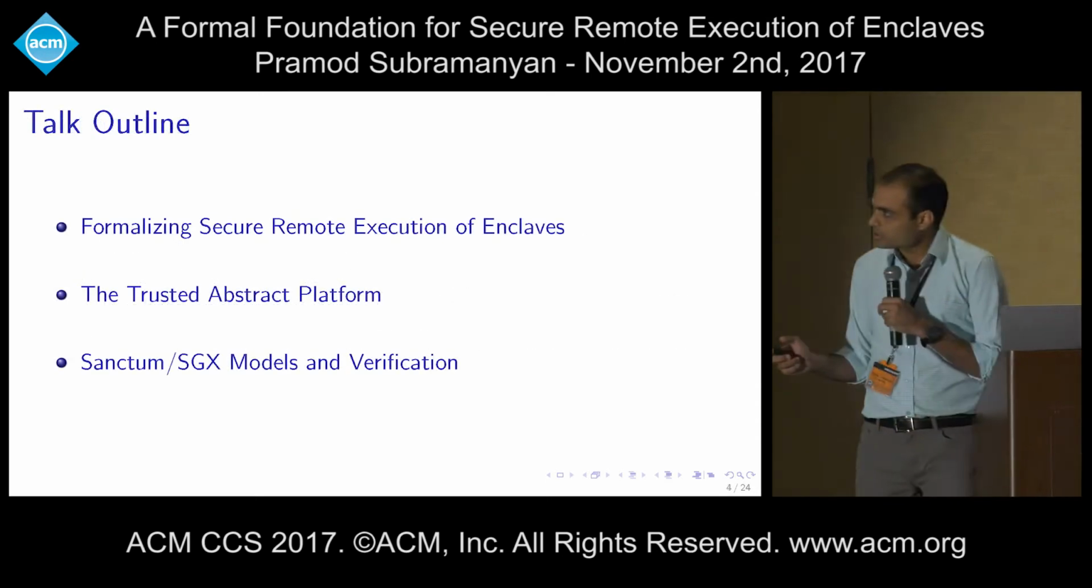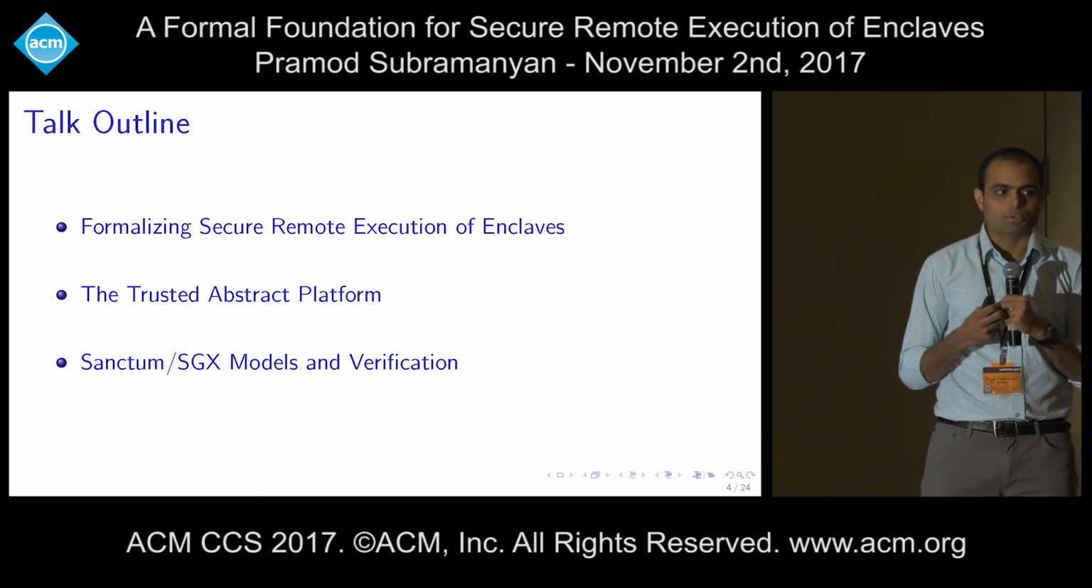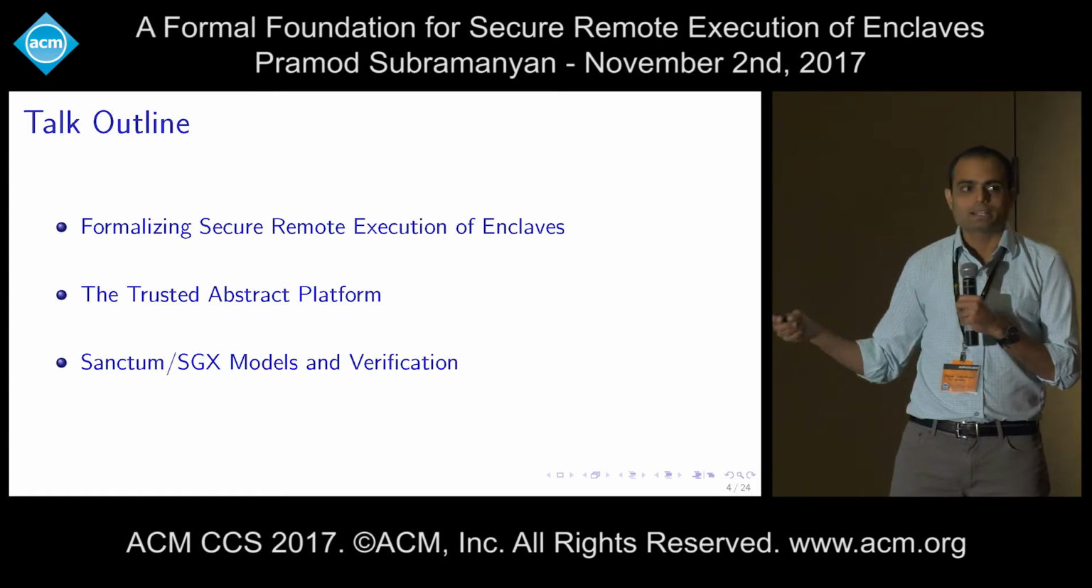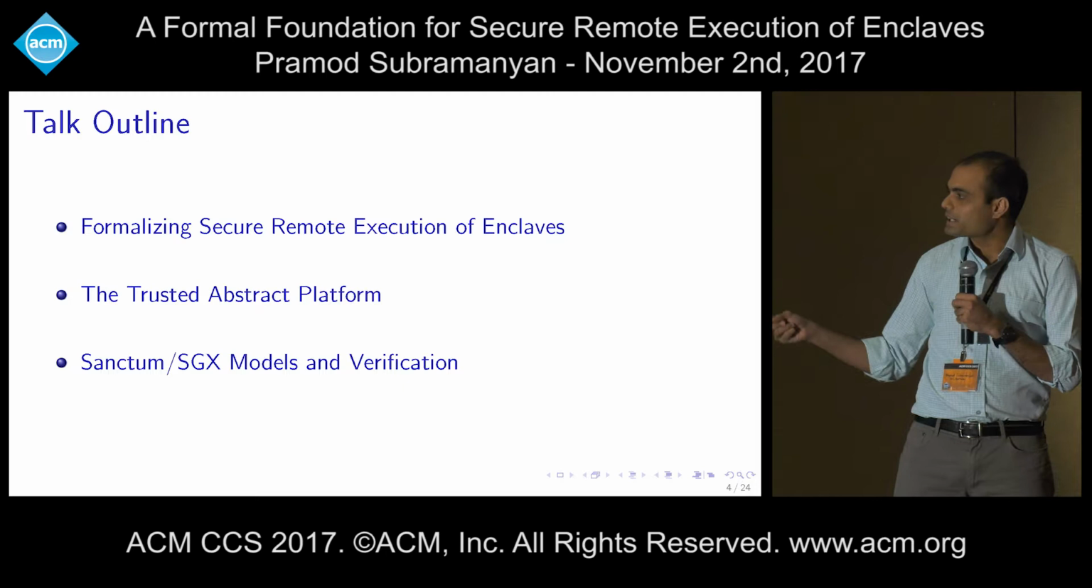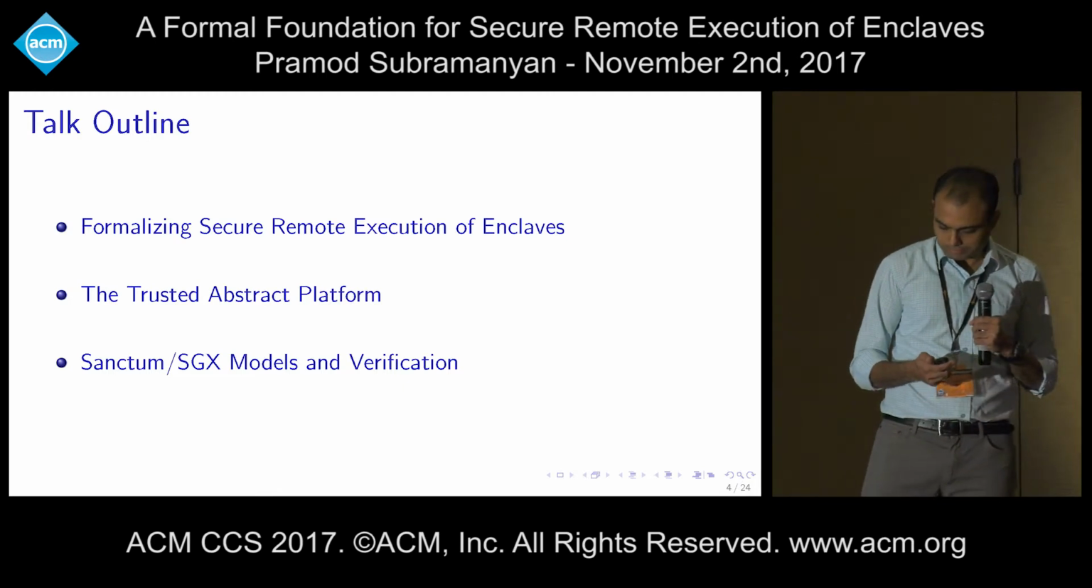So the outline of this talk is going to be like this. So first I talk to you about a formal definition of secure remote execution. I'll walk through an example first before I get into that definition. Then I talk about the trusted abstract platform, and then I'll briefly describe the models we've built and the proofs we've done on these models.